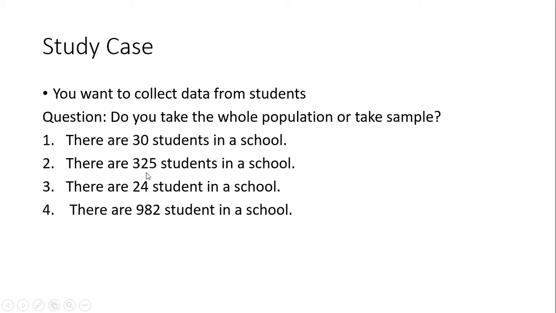But for the second case, there are 325 students in a school, which is a lot of students. So you can take sample, which is around 32 students. The third study case, there are 24 students in a school. So for this case, you take whole population. And then the last one, there are 982 students in the school. You can take the sample, which is around 98 students.